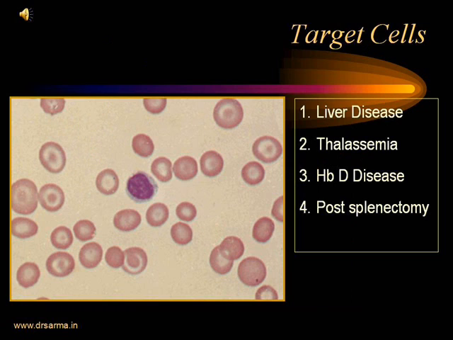The blood smear in this picture shows target cells. What are target cells? Target cells are RBC which have a central round target-like ring of hemoglobin followed by a ring of pallor and another ring of hemoglobin. These target cells are a feature of chronic liver disease, thalassemia, hemoglobin D disease and post-splenectomy state.